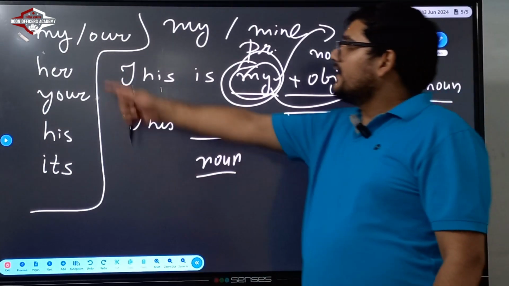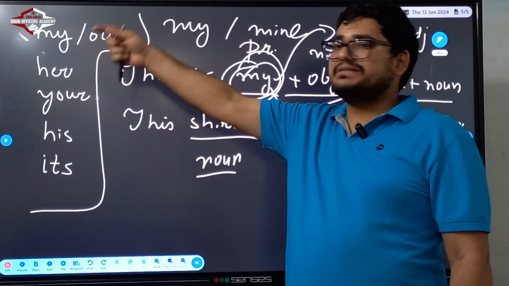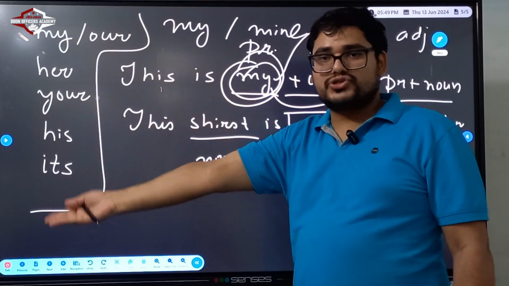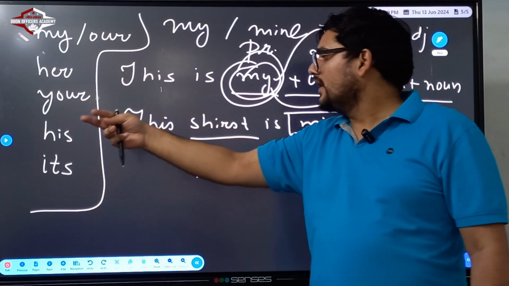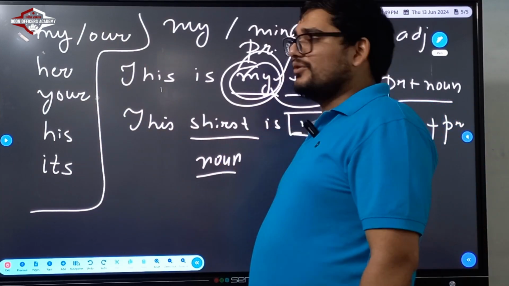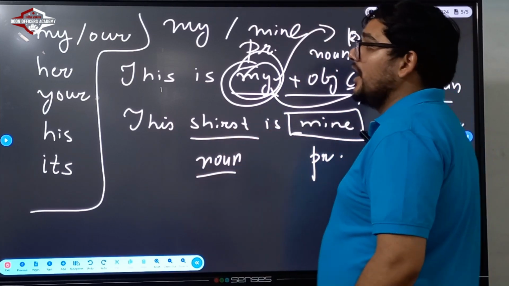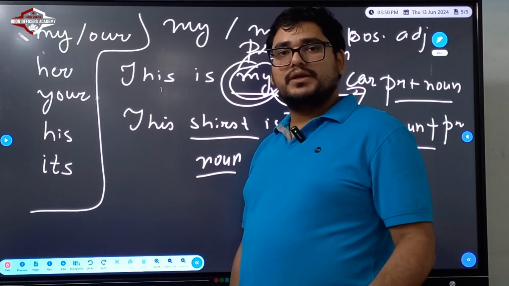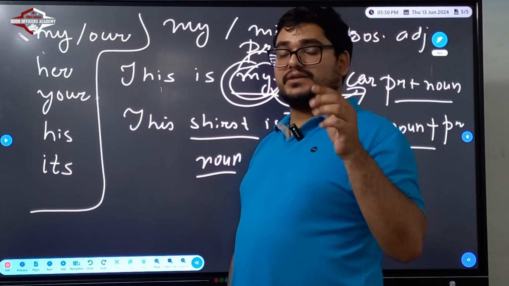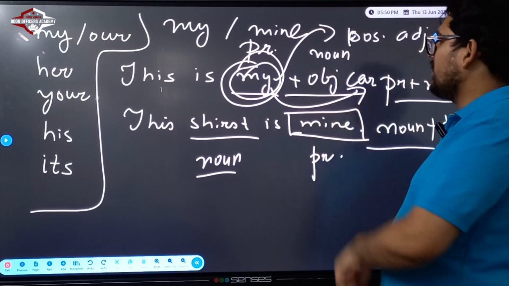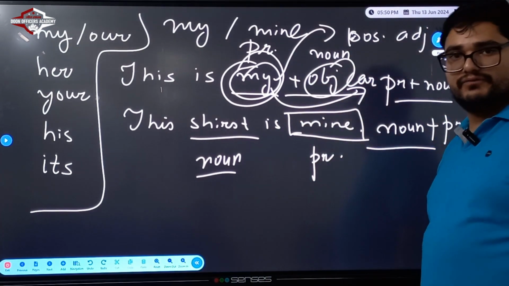In the same way, this is my car, this is our house, this is her shirt, this is your shirt, this is his book, this is its tail, pooch, because we are talking about an animal here, for example. So these are the words which must be accompanied by nouns, and hence these are your possessive adjectives, because these describe a noun, right? And these are dependent on nouns after them.